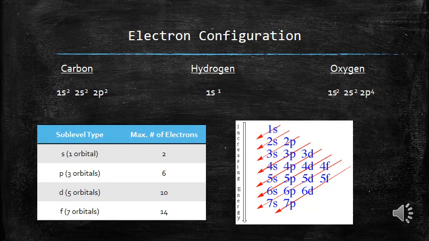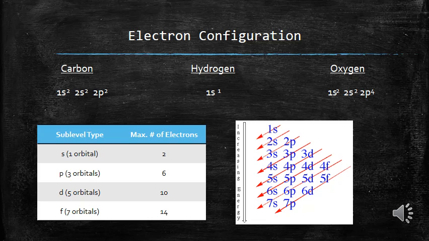Moving into a little more detail on the electron configurations, carbon's electron configuration is 1s2, 2s2, 2p2. Hydrogen is 1s1 and oxygen is 1s2, 2s2, 2p4. And in order to find these, you're going to need the number of electrons per element. And you can use the table on the bottom right and the bottom left and the diagram on the bottom right to figure out what the electron configuration is going to be.